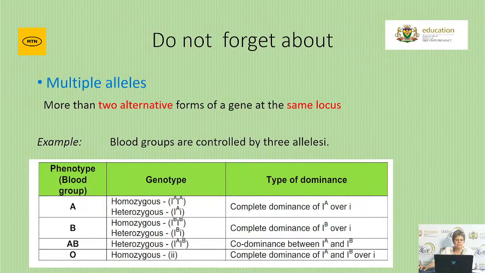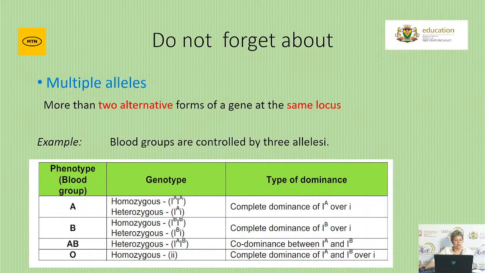In this case, with blood groups, we have three alleles. We have the allele capital letter A, we have the allele capital letter B, and we have the allele small letter i. So that is your three alleles. And these three alleles can code for four different phenotypes. Therefore, we have blood group A, B, blood group AB, that is codominance, and blood group O, that is complete dominance. So remember now, multiple alleles are more than two alternative forms of a gene at the same locus. And the example that you have to know is blood groups. So they can ask you, explain multiple alleles using blood groups, and then you can say these three alleles go for four phenotypes of blood groups.